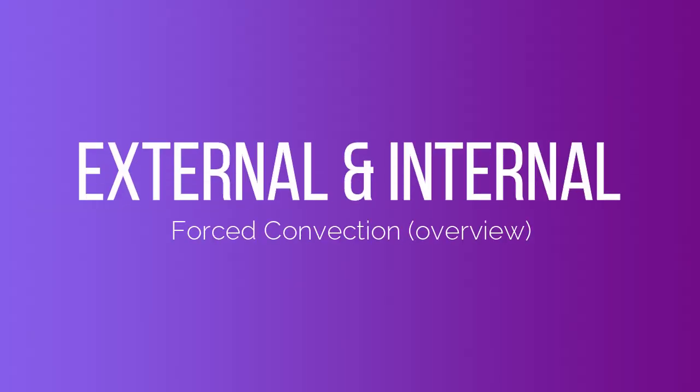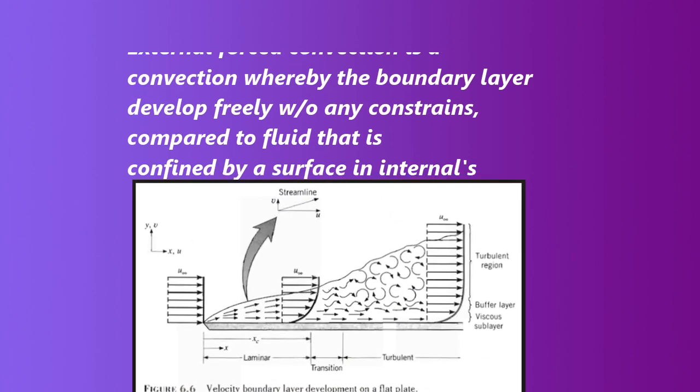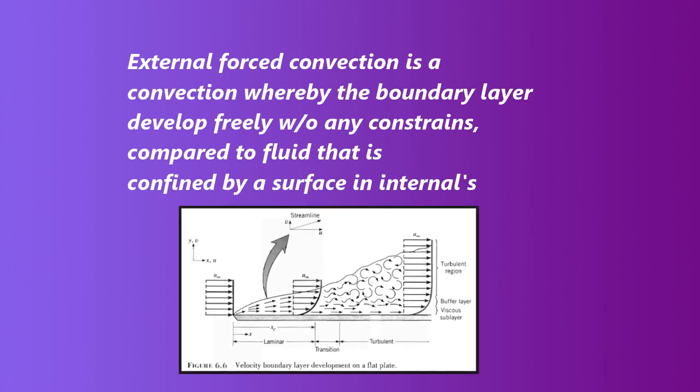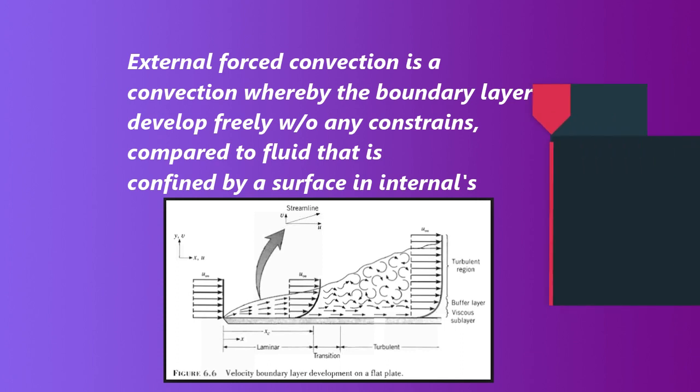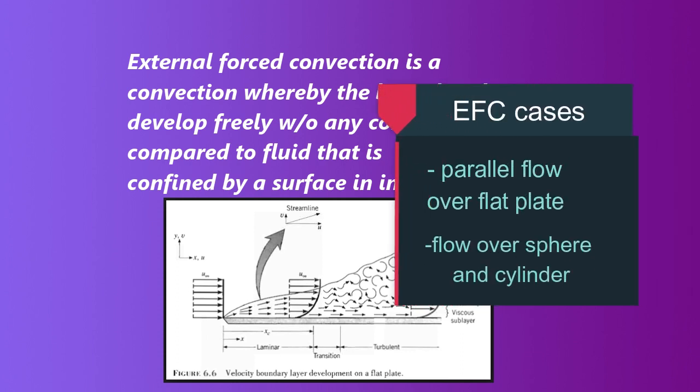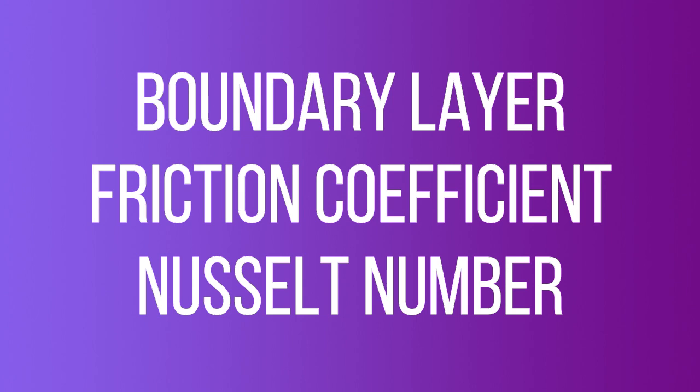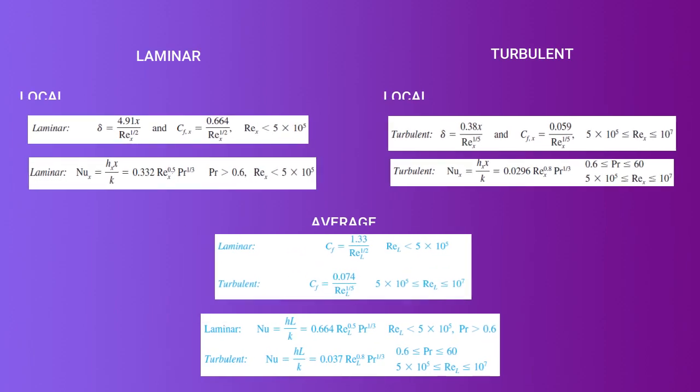Let's take a look at this overview of external and internal forced convection. External forced convection is a convection whereby the boundary layer develops freely without any constraints, compared to fluid that is confined by a surface in internal flow. There are two cases under external forced convection: parallel flow over a flat plate, and flow over a sphere and cylinder. There are three important equations in this topic, which are the boundary layer equation, friction coefficient equation, and Nusselt number equation. Each equation is applied differently based on the flow regime, which are laminar and turbulent flow.